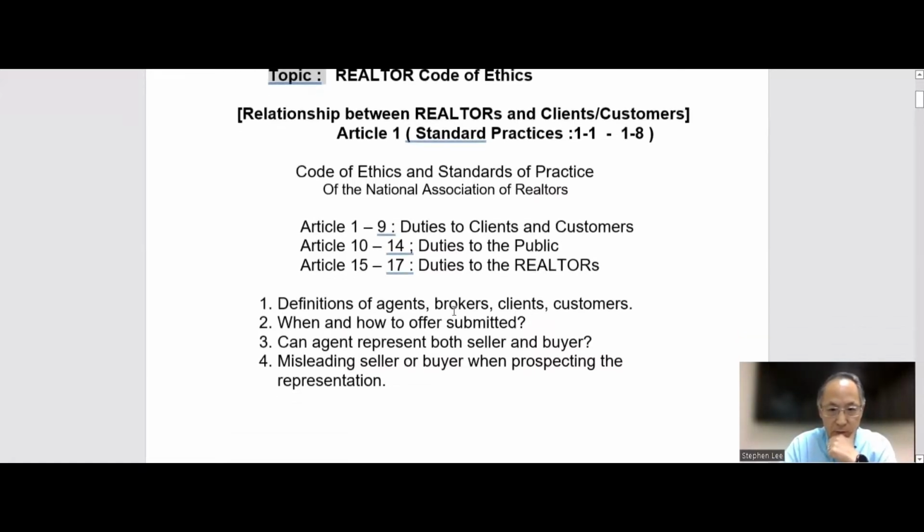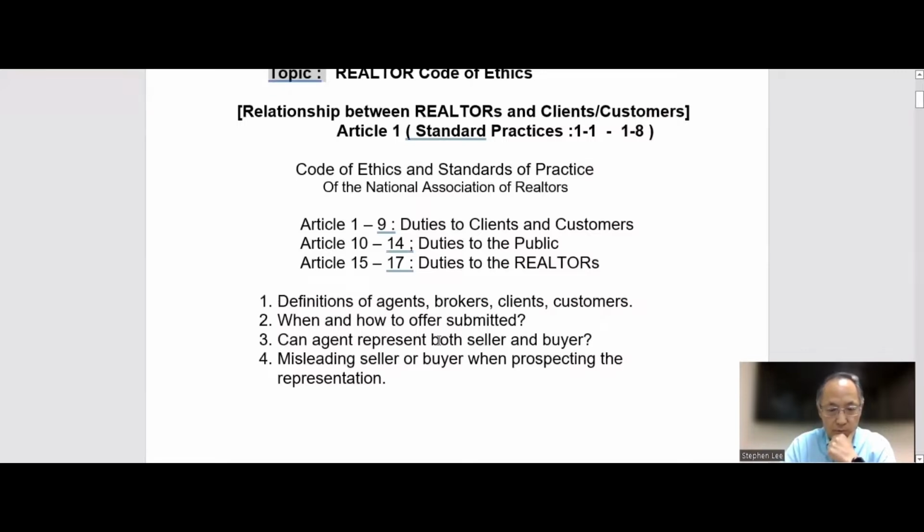Okay, today we want to look into a few points. We cannot cover all of the Code of Ethics in 30 minutes. So mainly, number one, definitions of agents, brokers, clients, and customers. Number two, when and how to submit an offer. Number three, can an agent represent both sellers and buyers? Number four, misleading a seller or buyer when prospecting the representation, meaning the listing or the buyer representation.